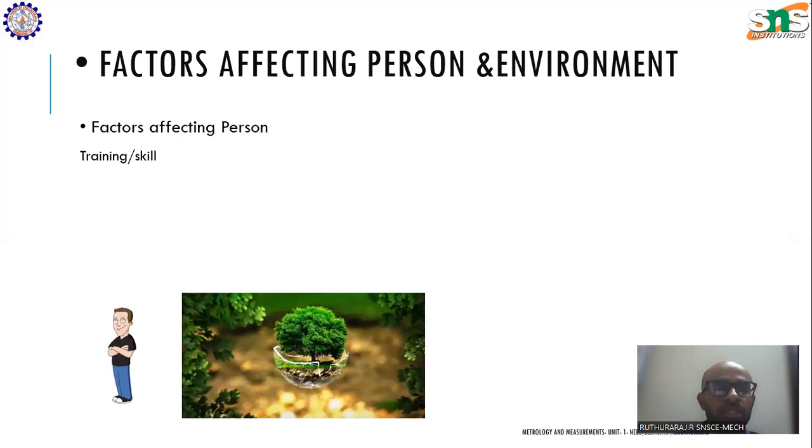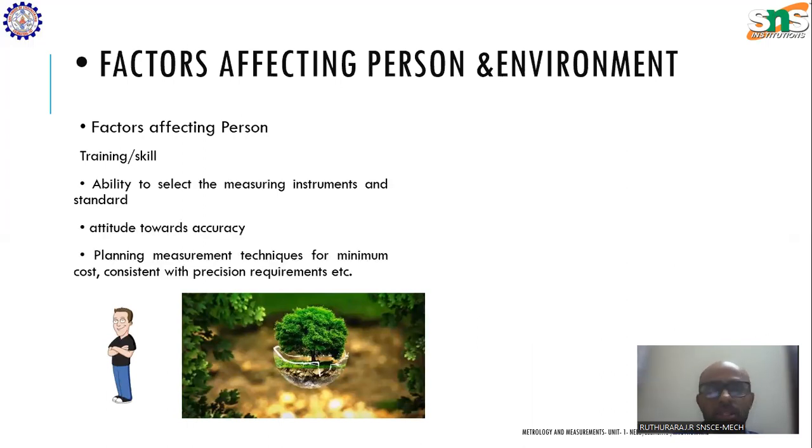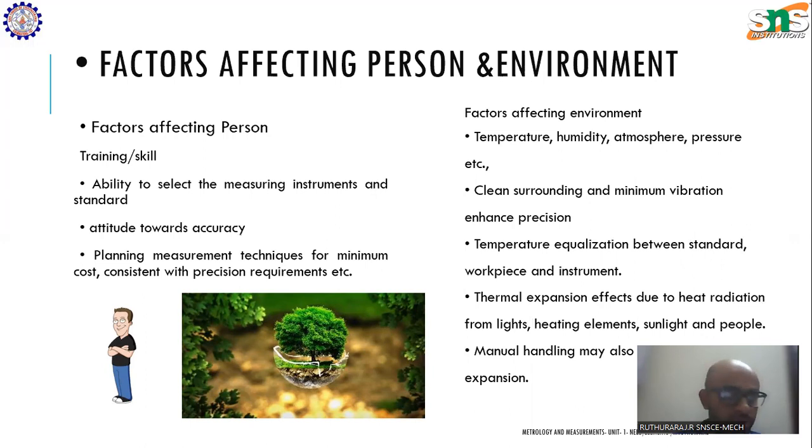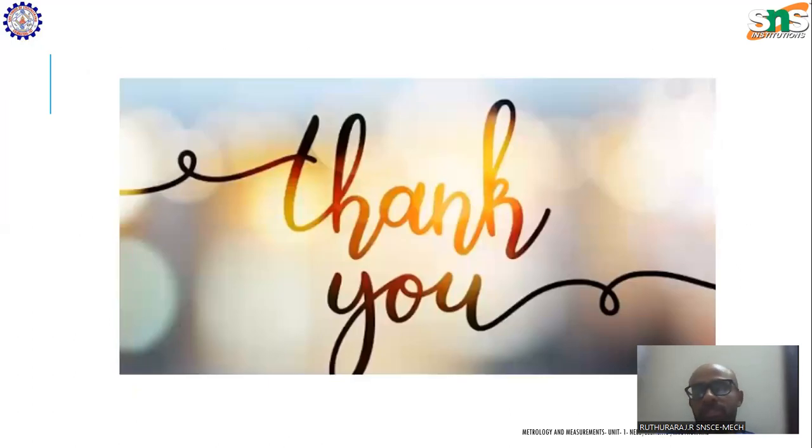Factors affecting person and environment: depending upon the skill of the person, the accuracy value will change. Similarly, temperature, humidity, and environmental factors play a major role. Whenever you are measuring using a measuring instrument, it should be done in a closed room with controlled temperature so that there is no variation in the readings. So these are the factors which affect precision and accuracy: environmental factors, properties of the workpiece, properties of the measuring instrument, and the skill of the measurer. Everything contributes to the accuracy and precision of the measuring instrument.